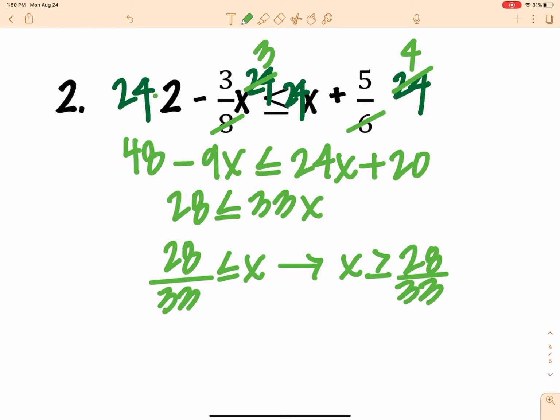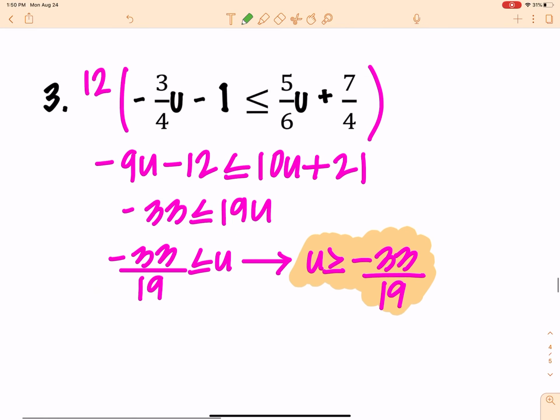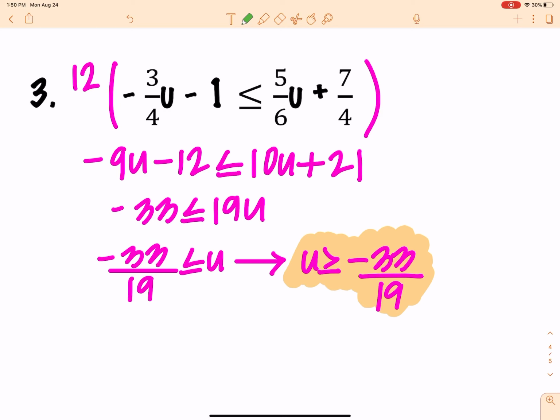So pause here and try number 3 all by yourself. All right, number 3, you should get u is greater than or equal to negative 33 over 19. Or the opposite way, which is this way.